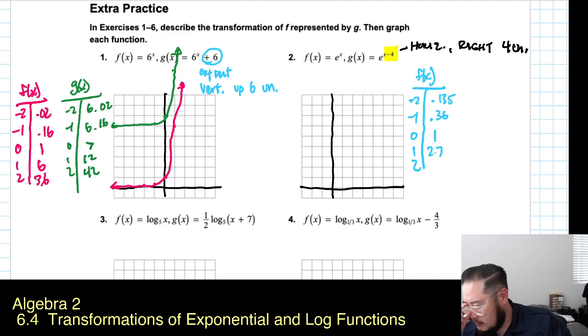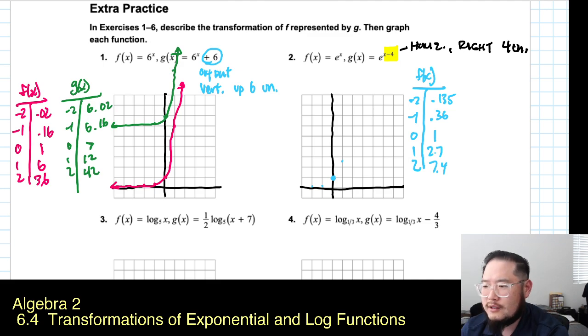So if you go ahead and plot these points right here, our x-axis is our horizontal asymptote. And we have our function look a little something like this right here.